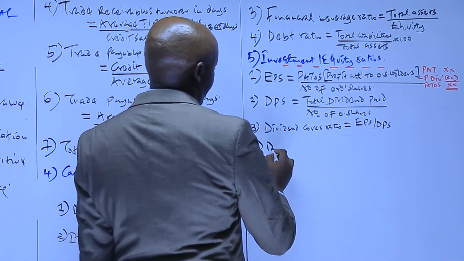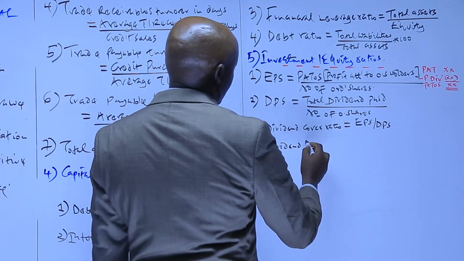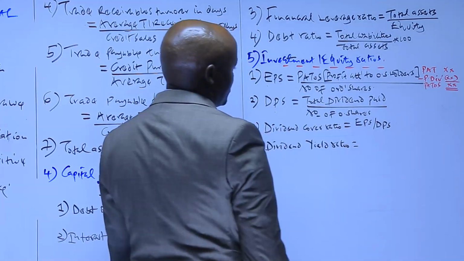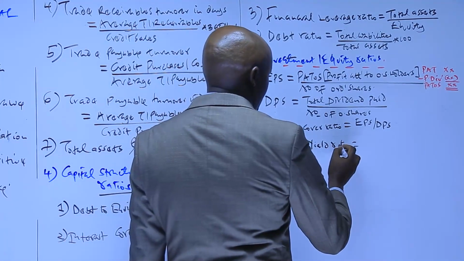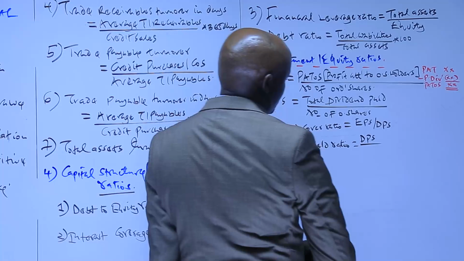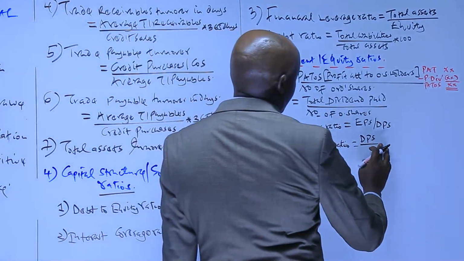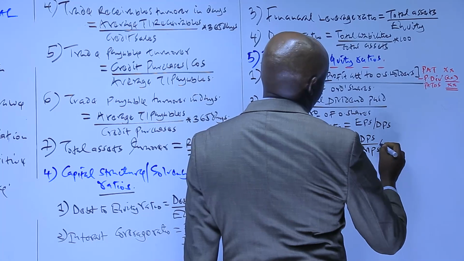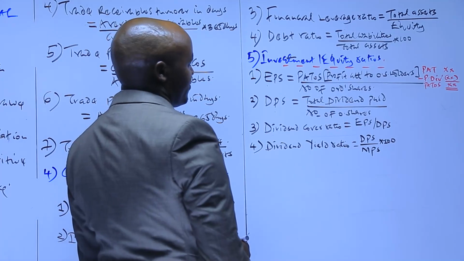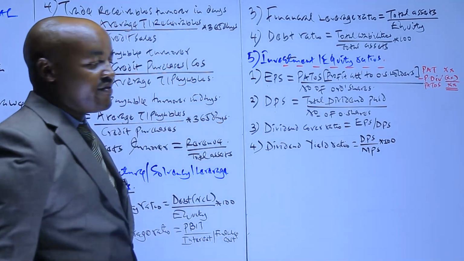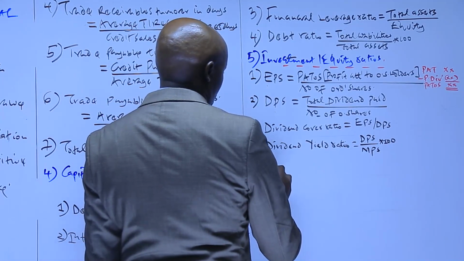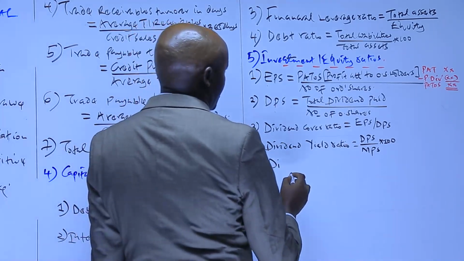Number 4, we have something called the dividend yield ratio. So how do we compute this particular ratio? Here we take the dividend per what? Per share, DPS. We divide that by something called the market price per share, abbreviated as MPS, and then times 100. Whatever you get there is known as the dividend yield what? Ratio.